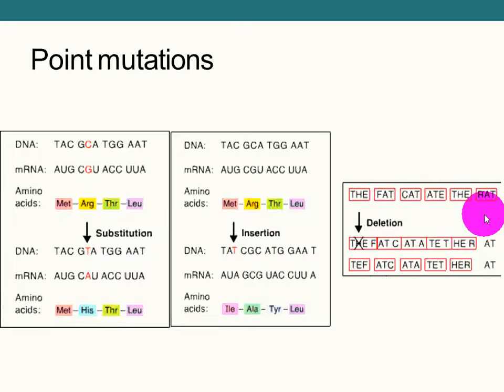To make it a little clearer, you can see here, instead of using our RNA letters, A's, U's, G's, and C's, this is a simple sentence with 3-letter words. The fat cat ate the rat. If I have a deletion here, and the H is gone, now the sentence becomes "tef tca tat eth era t." It means nothing. So the whole frame got completely ruined as a result. The whole protein is different.